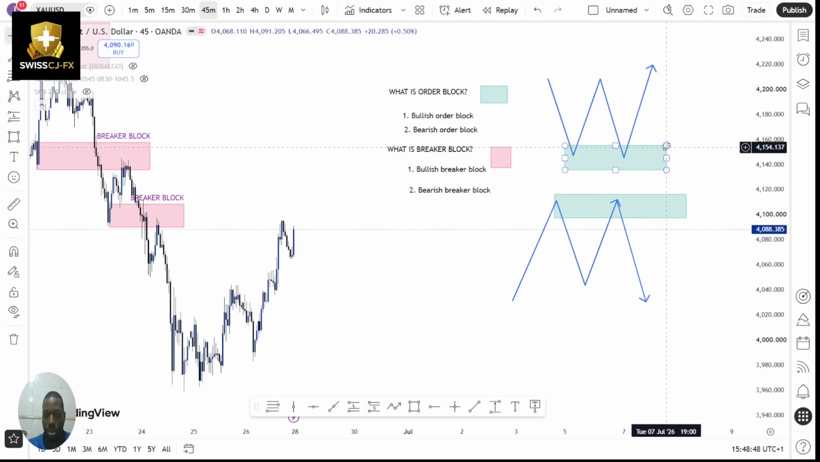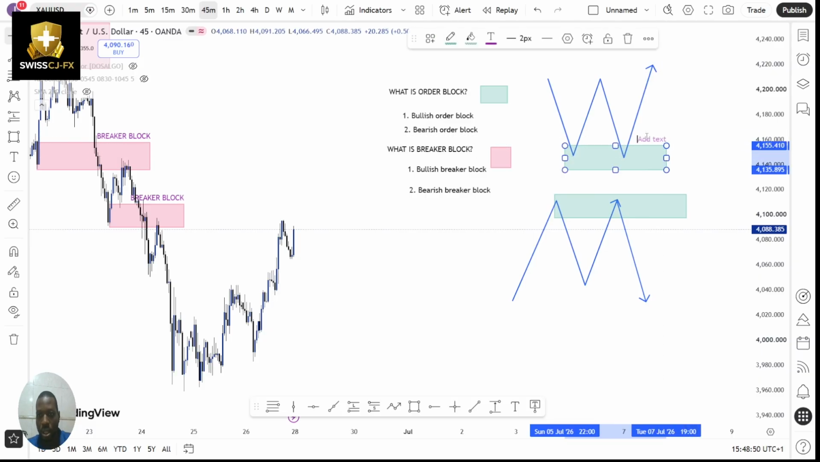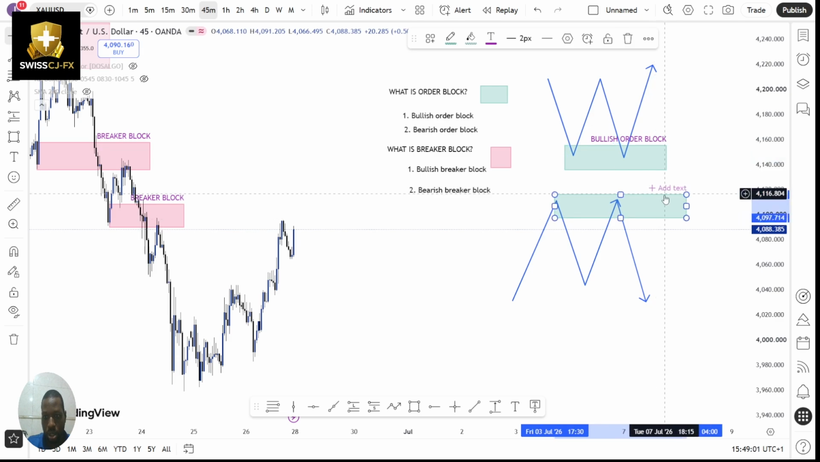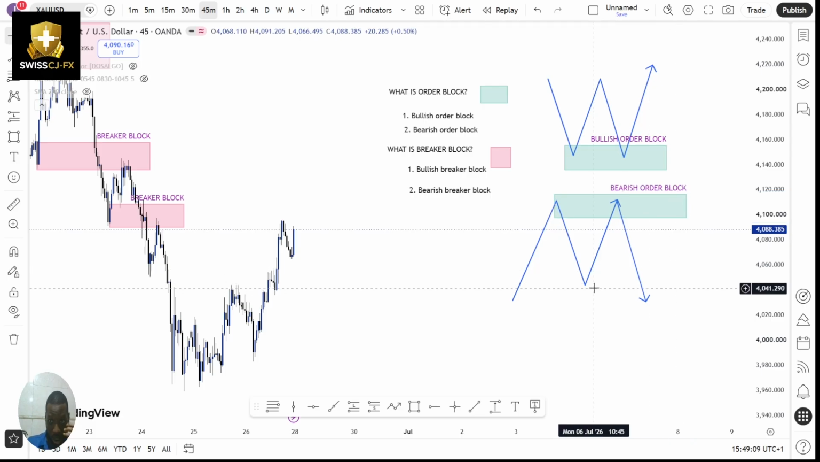So let me label it. This is the bullish order block, and this is the bearish order block. This is how to identify the bullish and the bearish order block.